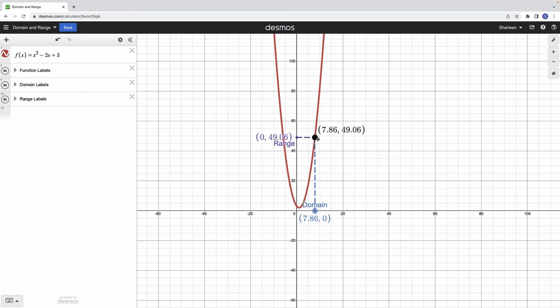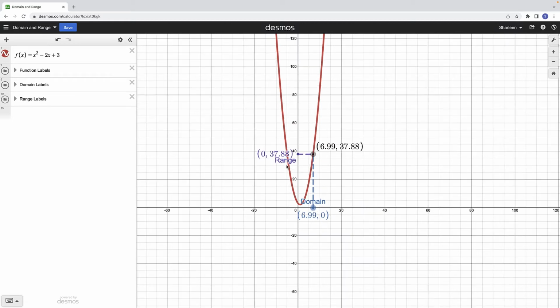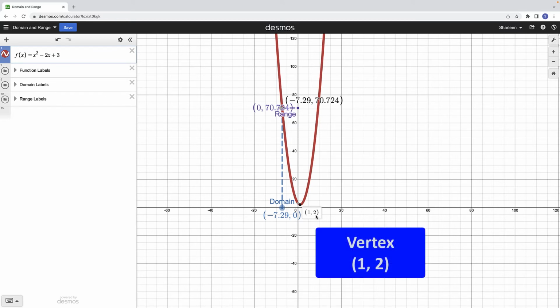As I drag my point along the function, I can see that all of these y values are a part of the range. It looks like when we get to a y value of 2, it turns the corner and starts to go back up again. So the y values go up toward positive infinity, but unlike the domain, the y values stop at positive 2. That's also because positive 2 is the y coordinate of the vertex, and that is the lowest point on this quadratic function.